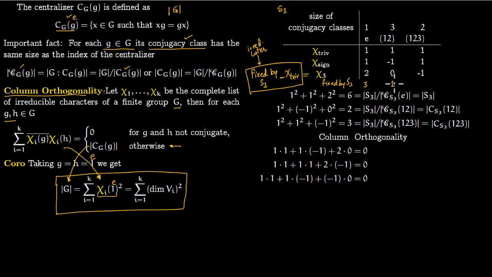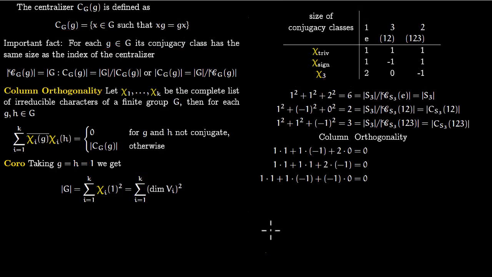So only 1 is fixed, but then 1 minus 1 is 0, because you're taking fixed by S3 minus the trivial. 3 minus 1 is 2, 1 minus 1 is 0. And here 1, 2, 3, all of them permute. So the number of them fixed by this element G is 0, because all of them are permuting. So 0 minus 1 gives you minus 1. So this is how we get the character table.